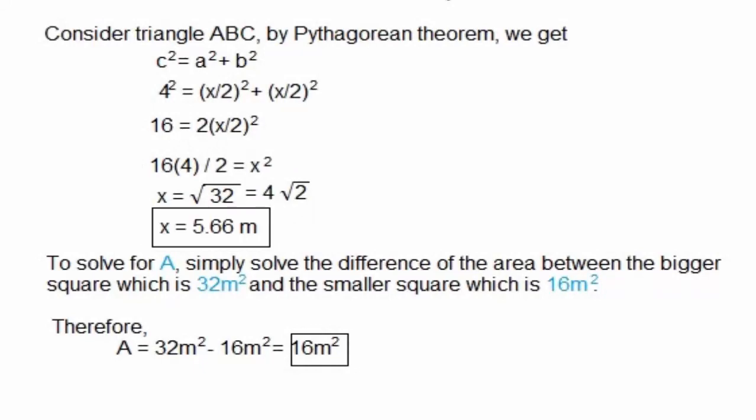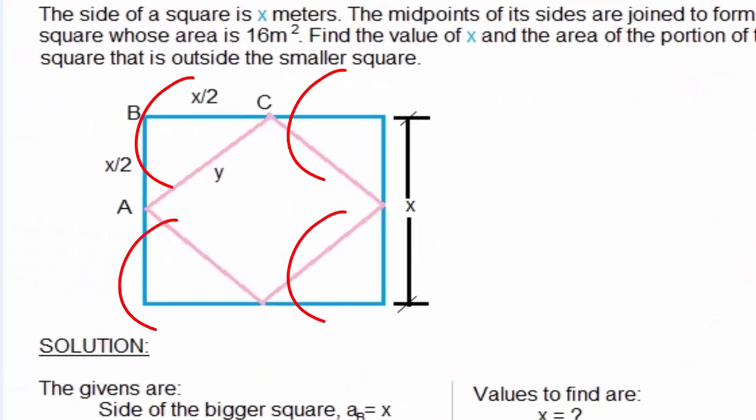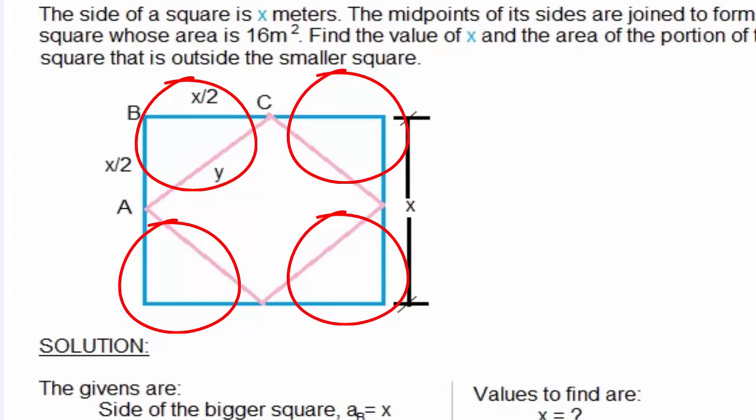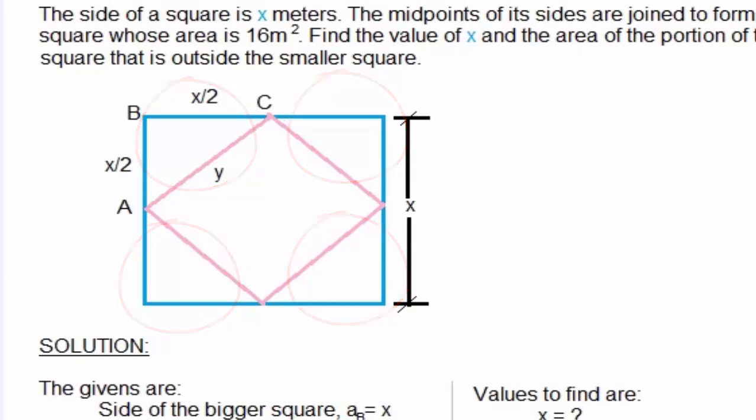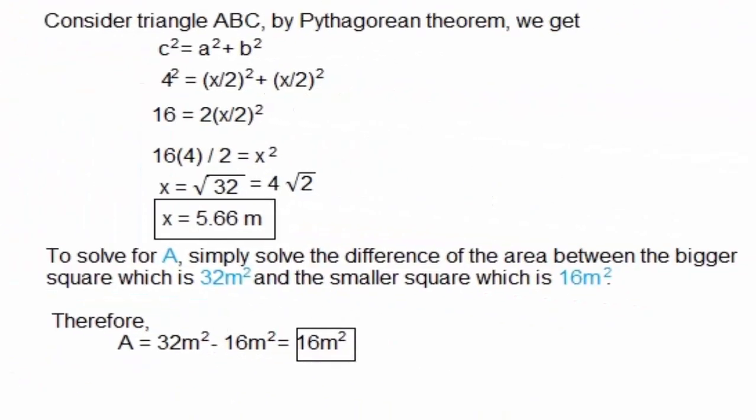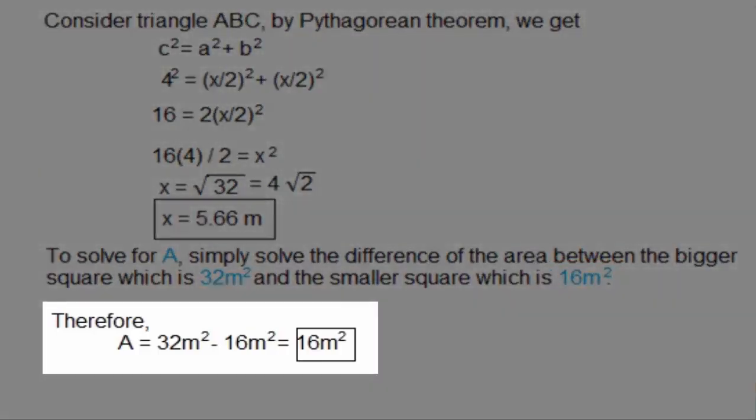To solve for A, which is the area of the portion of the bigger square that is outside the smaller square, simply solve the difference of the areas between the bigger square, which is 32 meters squared, and the smaller square, which is 16 meters squared. Therefore, A is equal to 32 minus 16, which gives us 16 meters squared.